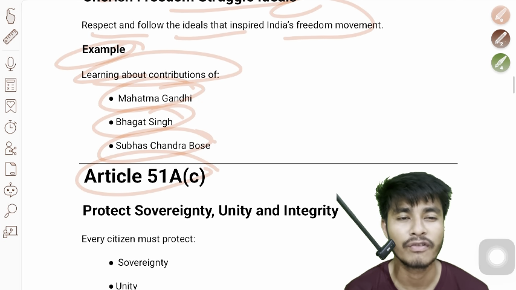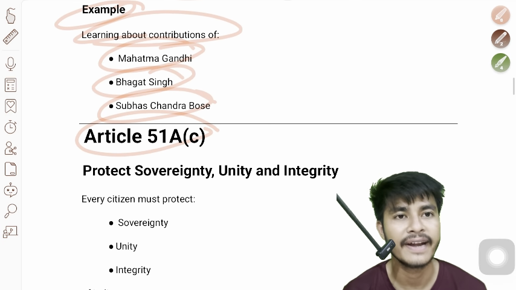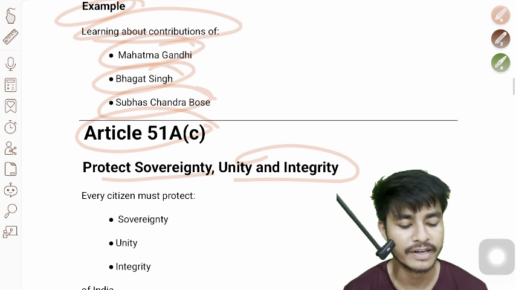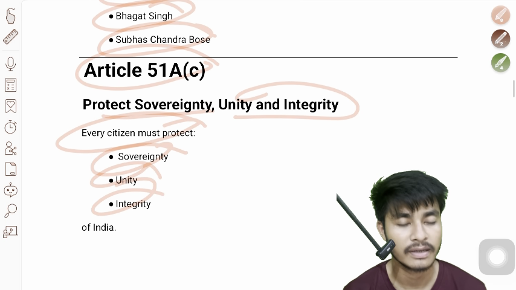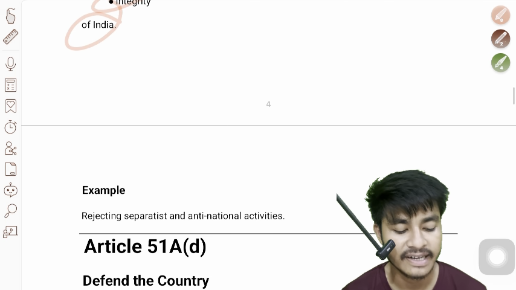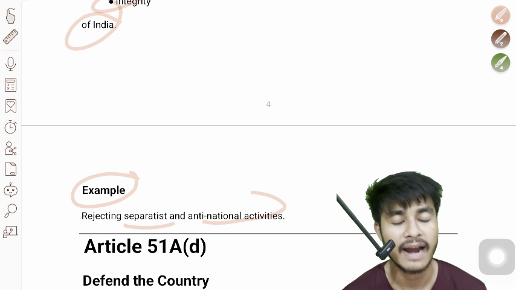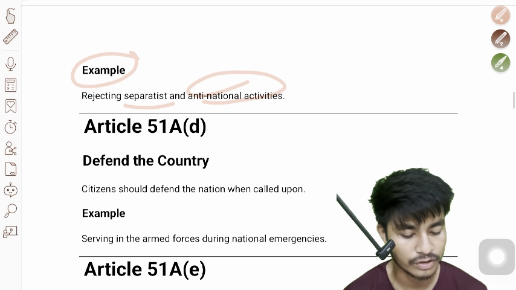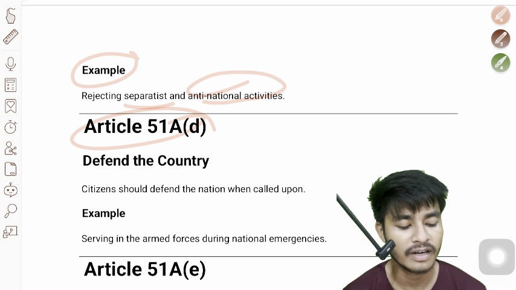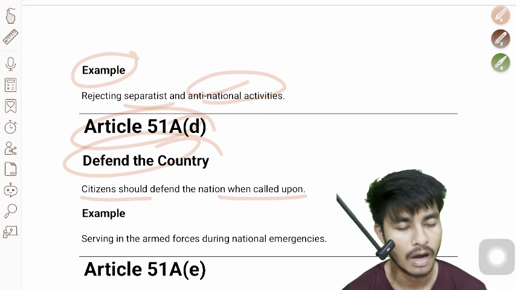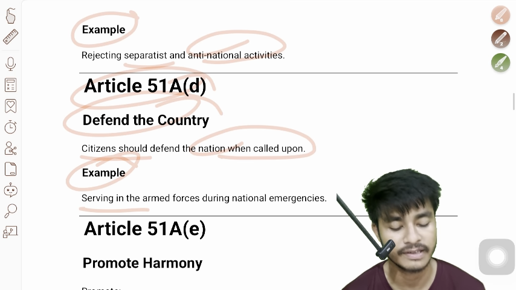Now we'll move to Article 51A, subclause C. It talks about protecting sovereignty, unity, and integrity. Every citizen must protect the sovereignty, unity, and integrity of India. Example: rejecting separatist and anti-national activities. And now Article 51A, subclause D talks about defending the country. Citizens should defend the nation when called upon. Example: serving in the armed forces during a national emergency.